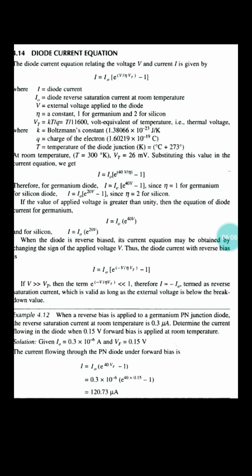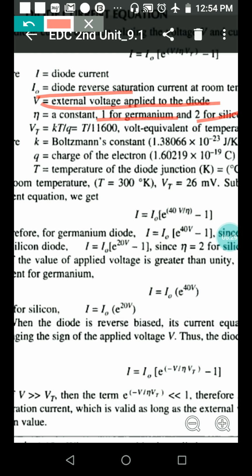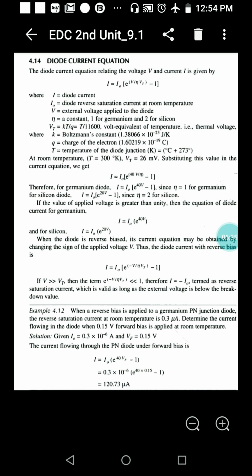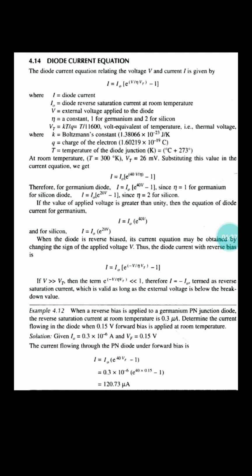Eta is a constant: 1 for germanium, 2 for silicon. So what about Vt? This is kT by q. So kT by q means this is the volt equivalent of temperature. Vt can be called the volt equivalent of temperature, that is, the thermal voltage.